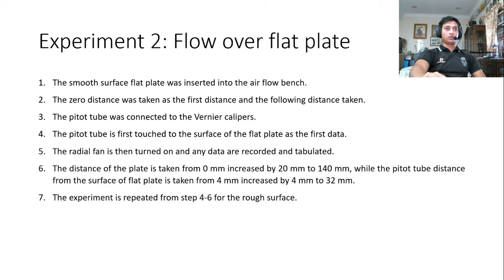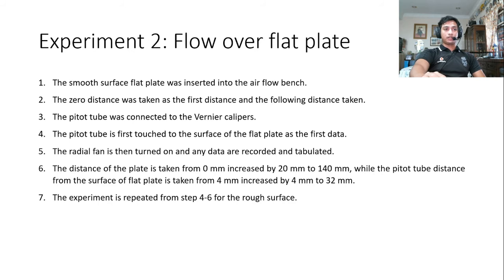Next, in experiment 2, which is about the flow over the flat plate, the smooth surface flat plate was inserted into the airflow bench. The zero distance was taken as the first distance, and the following distances were taken. The pitot tube was connected to the vernier calipers, and then the pitot tube was first touched to the surface of the flat plate for the first data. Next, the radial fan was turned on and the data were recorded and tabulated.